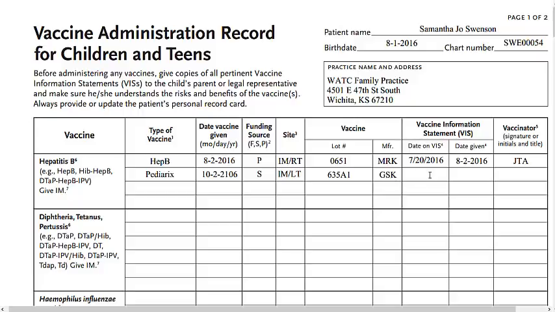Smith. The date on my VIS for the hepatitis B is going to be July 20th. The date that I gave it to the patient, and then my initials are going to go here. Now we know that the Pediarix also has the diphtheria, tetanus, and pertussis. So I'm going to go down here. I'm going to put Pediarix in here. And I'm going to put the date.